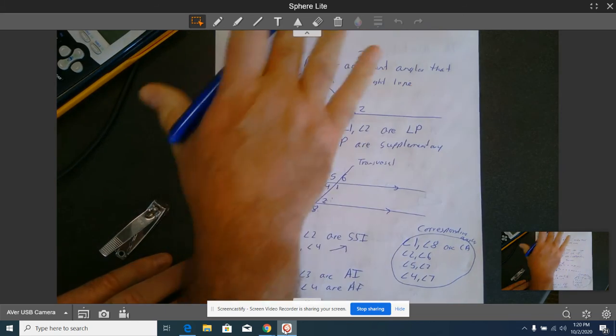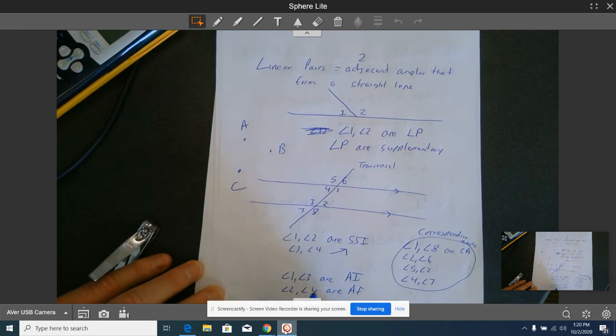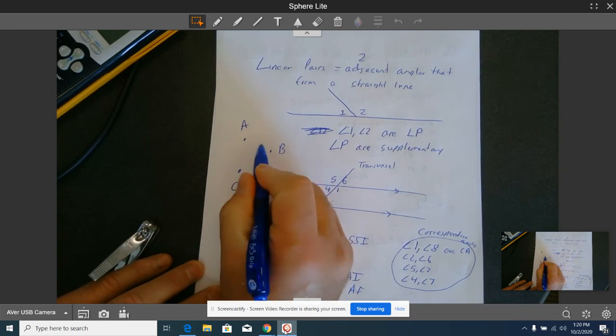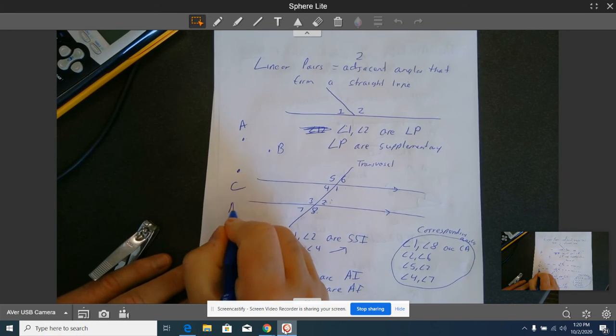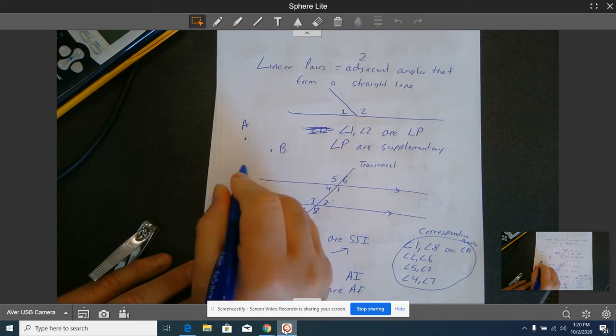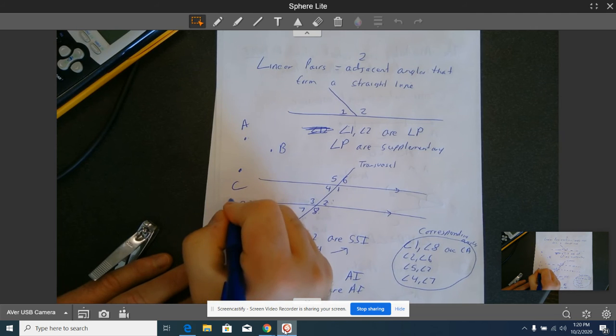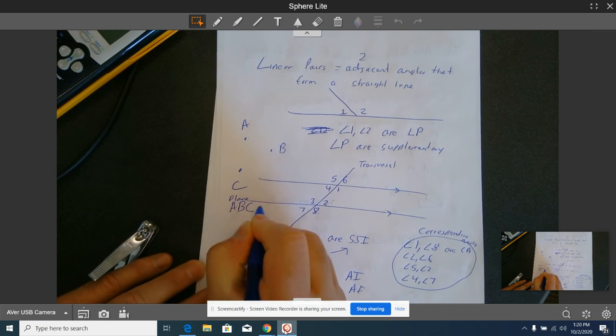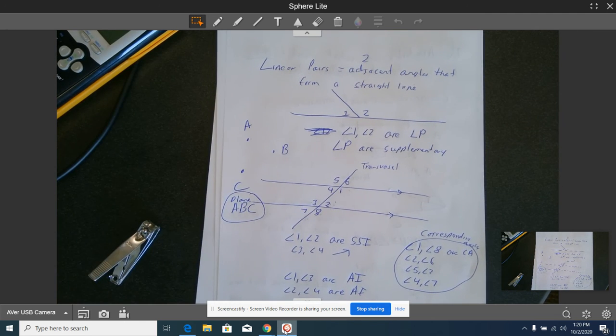Okay, so I'm talking about the plane of the paper. Picture this paper going in all directions. Non-collinear means they don't lie on the same line. So to name this plane of this paper, I could say plane ABC would be the proper notation.